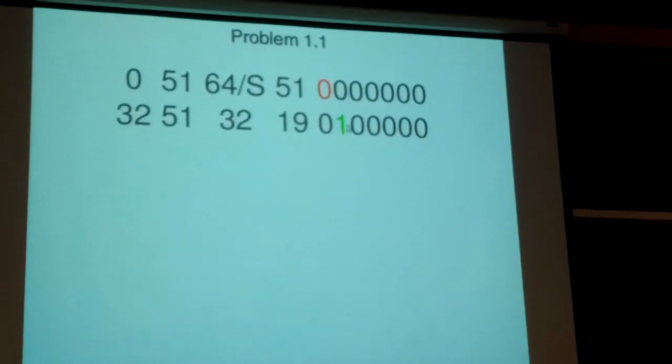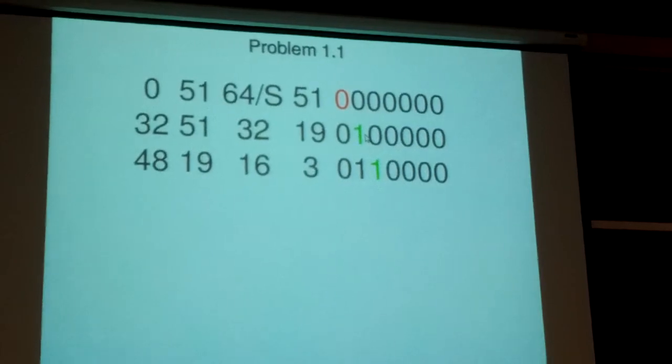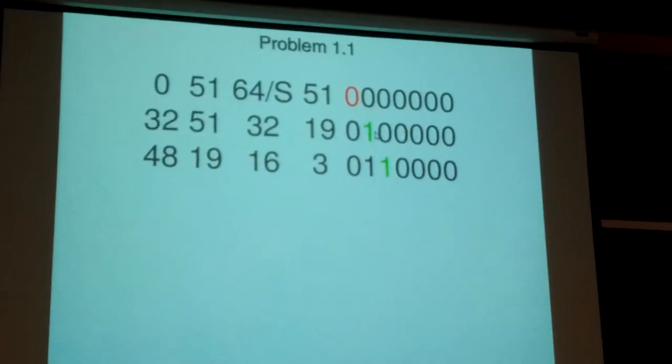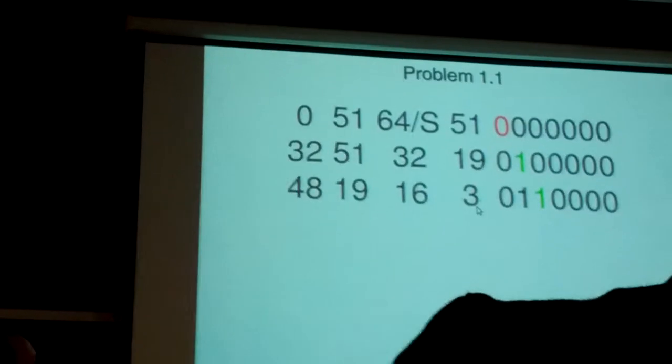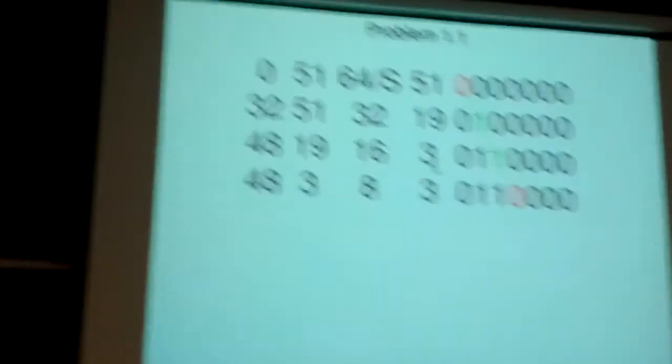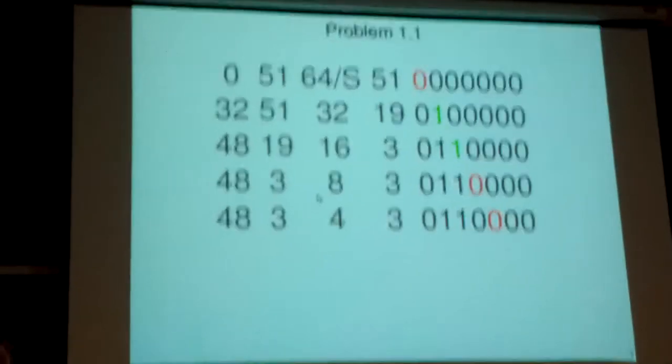19, and we set the 32 position to 1. 16 is less than 19, so we set the 16 bit position to 1, and subtract, and we get 3. And then 8 is bigger than 3, so we put a 0 in the 8 bit position. And we still have 3.